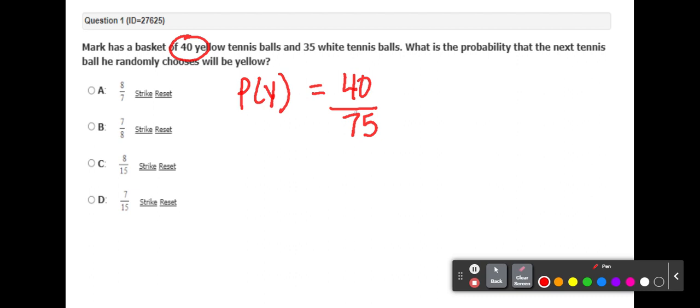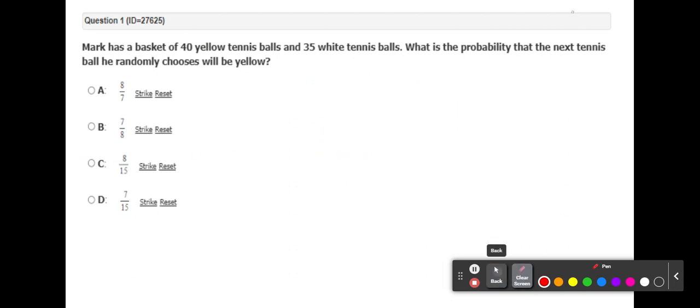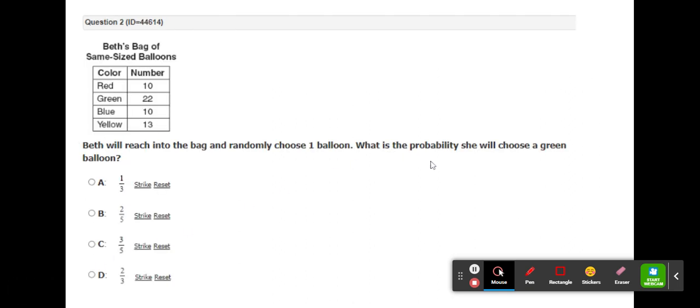So if we divide 40 by 5, we get 8. And if we divide 75 by 5, we get 15. And that is our simplified probability as a fraction. All right, let's look at number 2.